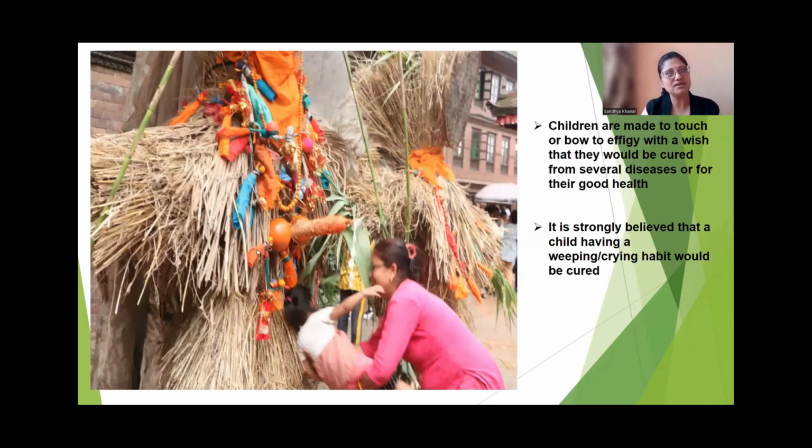Especially, children are made to touch or bow to the effigy with a wish that they would be cured of several diseases or have good health. There is also a strong belief that a child with a weeping or crying habit, what we call runche in Nepali, just crying and crying babies, will stop this habit if we take them to this effigy of Ghantakarna. So there are lots of beliefs. If we visit, we can see long queues of mothers carrying their children to worship at this effigy.